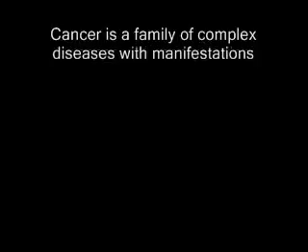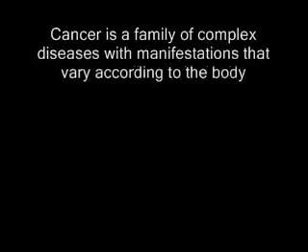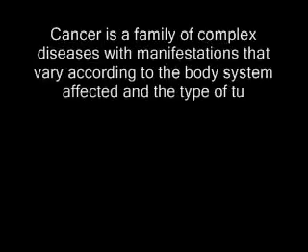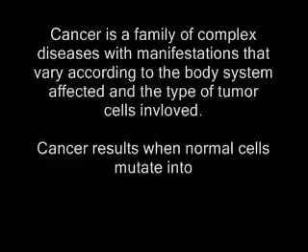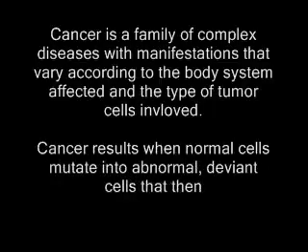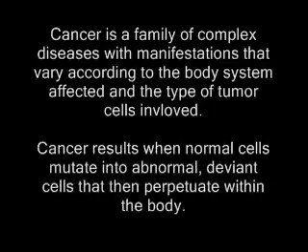So first of all, it is best if we start by defining what is cancer. Cancer is a family of complex diseases with manifestations that vary according to the body system affected and the type of tumor cells involved. Cancer results when normal cells mutate into abnormal, deviant cells that then perpetuate within the body. So that's the very simple definition of cancer. We will discuss more on how cancer develops when we reach the pathophysiology section of this lecture.